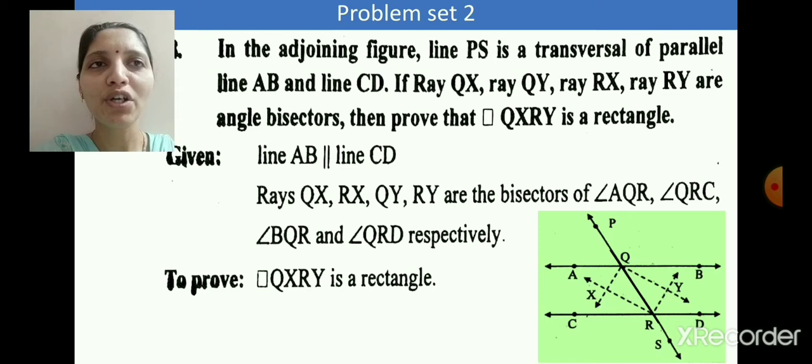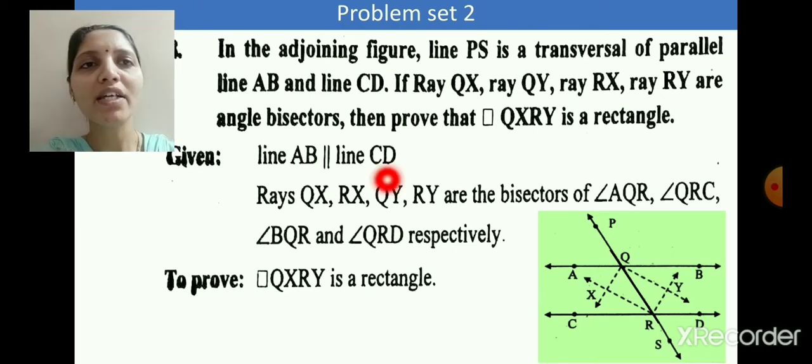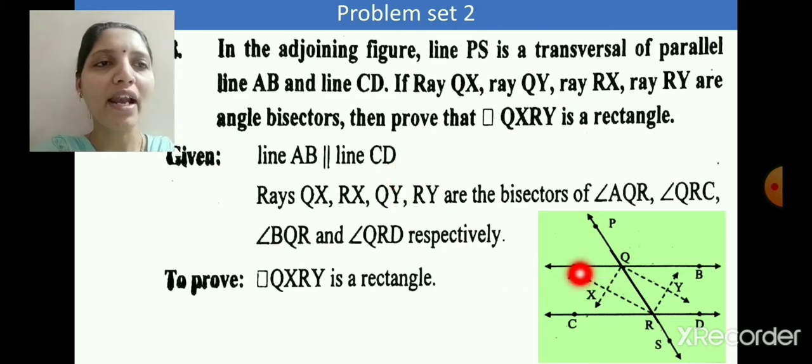In the adjoining figure, line PS is a transversal of parallel lines AB and CD. If ray QX, ray QY, ray RX and ray RY are angle bisectors, then prove that quadrilateral QXRY is a rectangle. Now what is given to you? Line AB is parallel to line CD. So observe this figure.